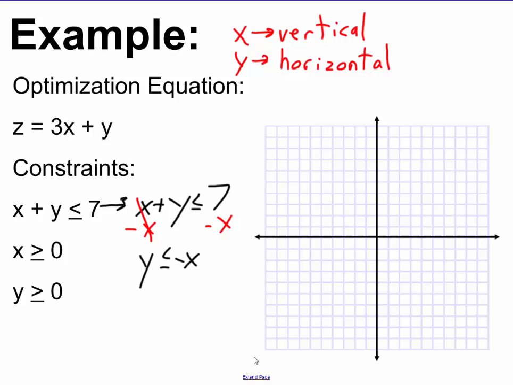Now I know that I write the negative x first, just because that's how I was taught, and it makes it look like y equals mx plus b. It doesn't matter whether you put that or 7 minus x. But let's go ahead and graph this.